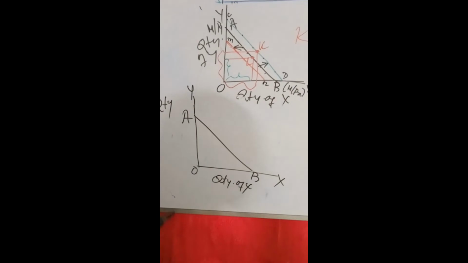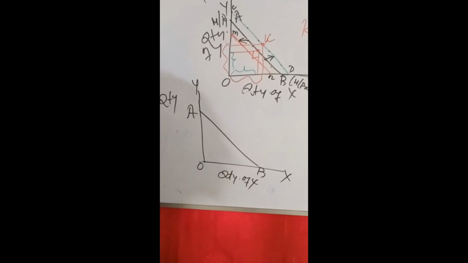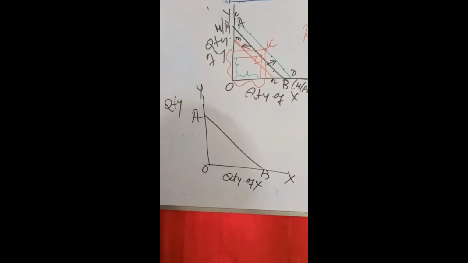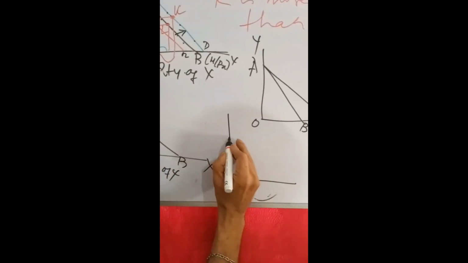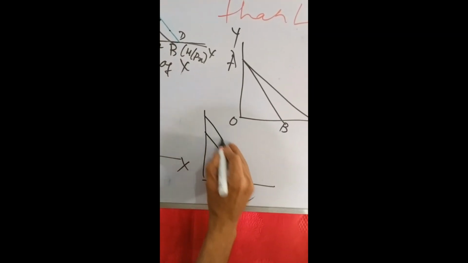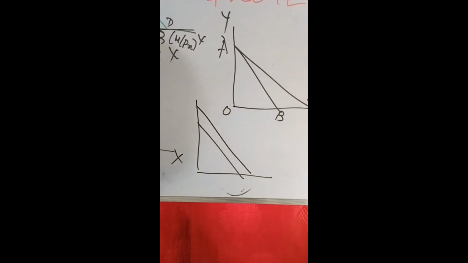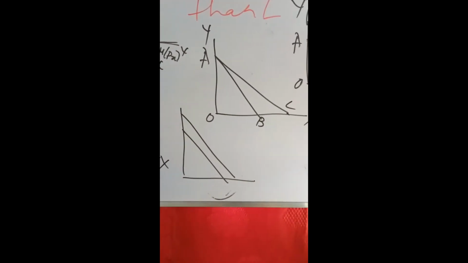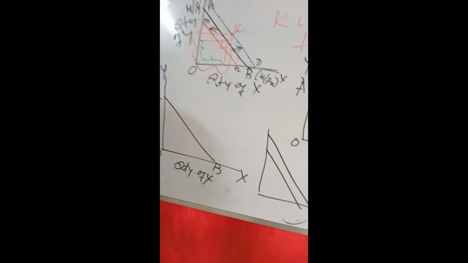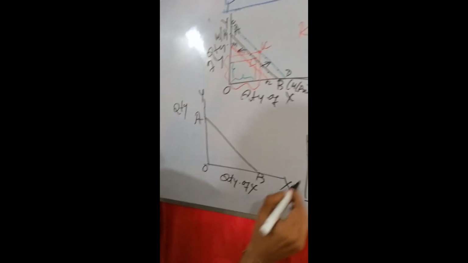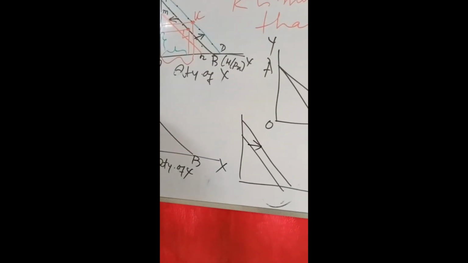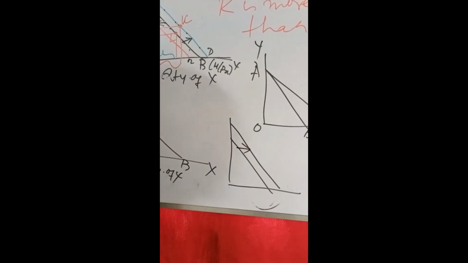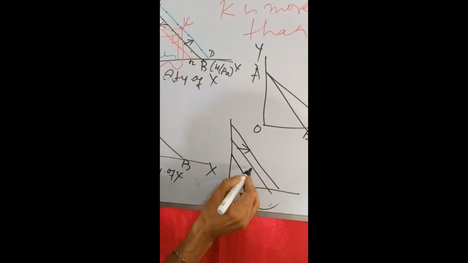If price of X and Y both fall proportionately, then what will happen? If they fall proportionately, then the budget line will shift parallelly towards right, as was happening in case of increase in income. It will shift parallelly. Or if price of X and Y both increase proportionately, then it will shift parallelly towards left.